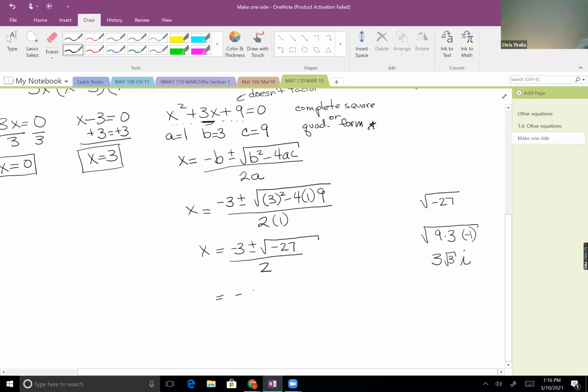So this gives me negative 3 plus or minus 3 radical 3 i all over 2, which gives me, let's see, negative 3 over 2 plus 3 radical 3 over 2 i. We pull that i out. Or the other one would be negative 3 over 2 minus 3 radical 3 over 2 i.